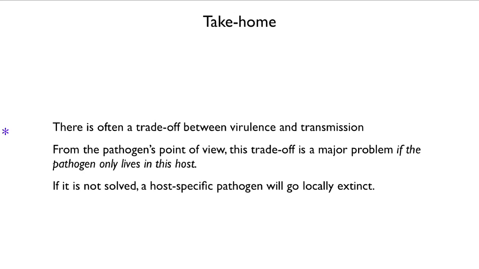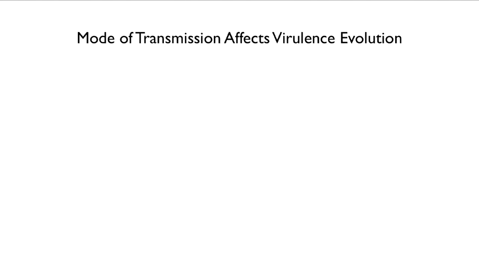If the pathogen doesn't solve this problem, then it's going to go locally extinct if it is specific to this host. Now, the next thing that affects virulence evolution is mode of transmission. What do we mean by that?